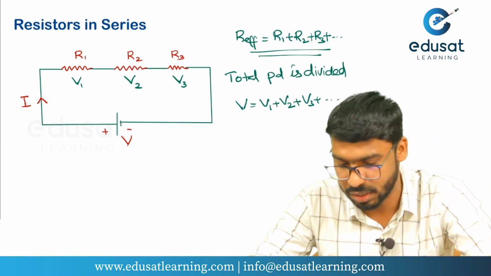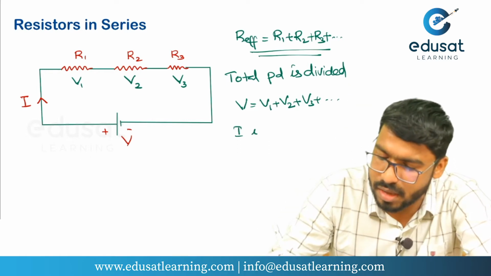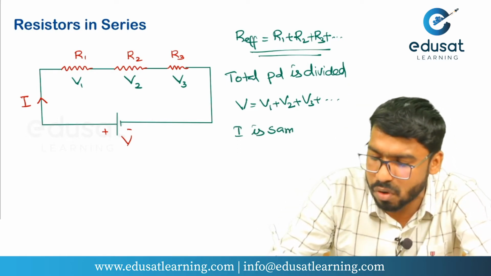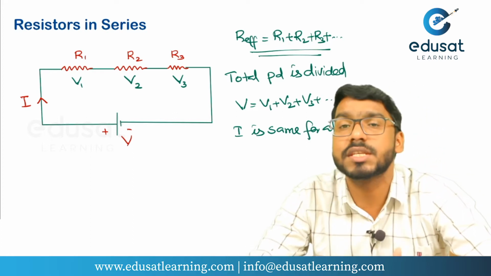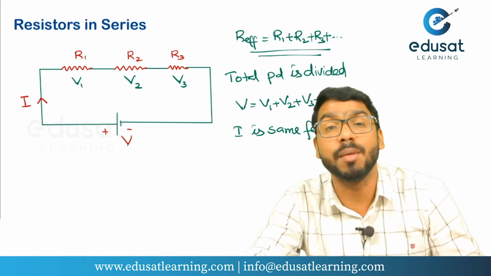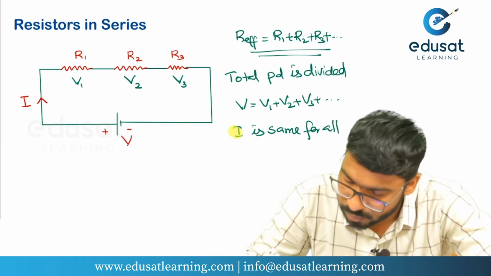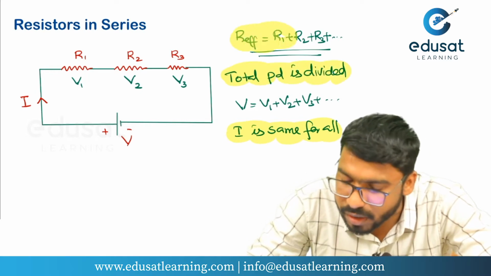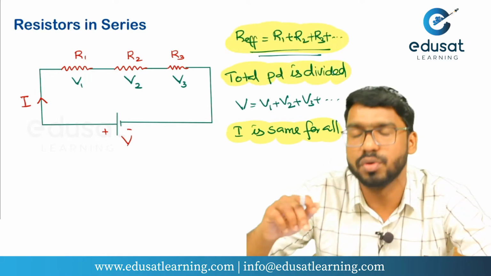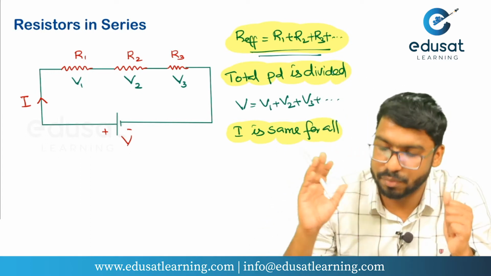In series connection, current is the same for all. Current I is the same for all. For all resistances in series, the same current flows through them. The total potential difference is divided. R effective equals R1 plus R2 plus R3. I is the same for all.